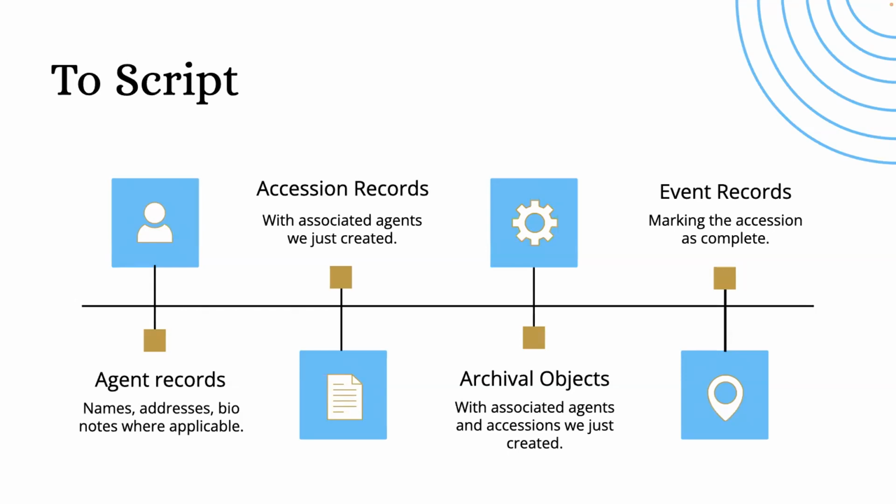So like I said, first it creates all the agent records. If there's no URI for that agent already, there's a checkbox in Airtable to also note if the creator is the same as the donor. Creates the accession record, associating all of the agents and giving them their appropriate roles. It creates the archival object record for that row, again, associating the agents as appropriate and associating the newly created accession record. And last, it creates the event record and associates it with the newly created accession record to mark that accession as complete.